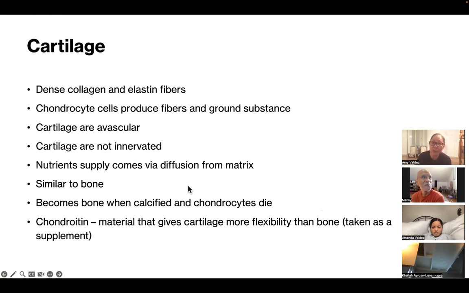Nutrient supply comes via diffusion from the extracellular matrix. So that gooey stuff is what provides the nutrients to the cartilage. It's similar to bone biochemically, and it becomes bone when it's calcified and when the chondrocytes die. So it's possible that as you lose cartilage, you also gain bone, and that contributes more to that bone-on-bone condition. Chondroitin is a material that gives cartilage more flexibility than bone, and is sometimes taken as a supplement.